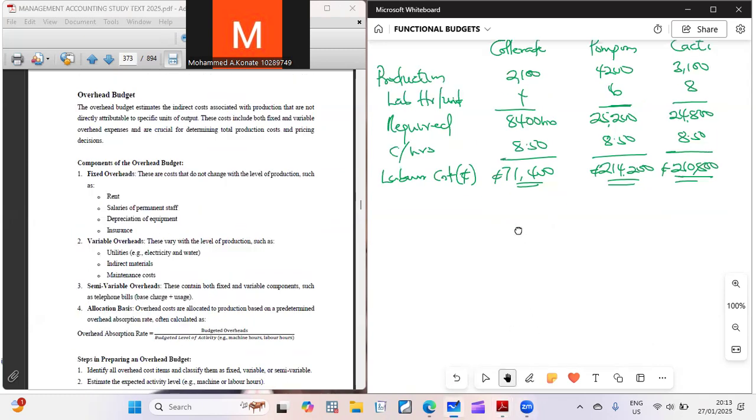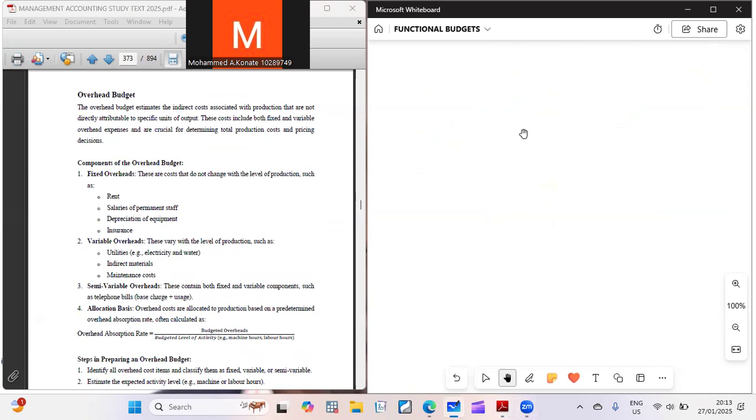Overhead is the indirect expenses. That is what overhead is all about. And so we have overheads like the fixed ones. We have something like rent, salaries of permanent staff, the depreciation of equipment, the insurance that you pay. And we have variable overheads. And the semi-variable are also there, where you use the high and low system to segregate them. You remember the overhead absorption rate: budgeted overhead over budgeted level of activity. A typical example of a level of activity will be the machine hours.